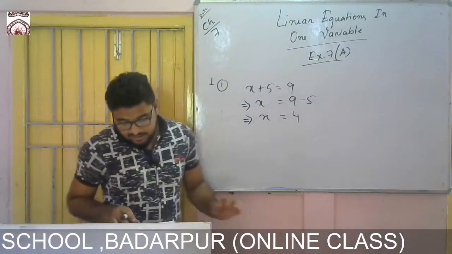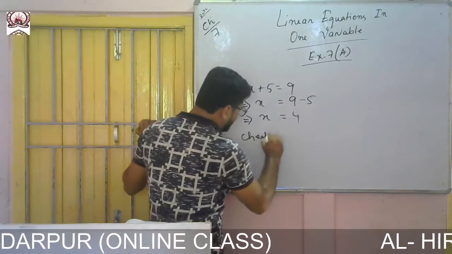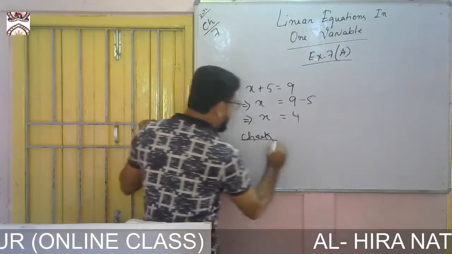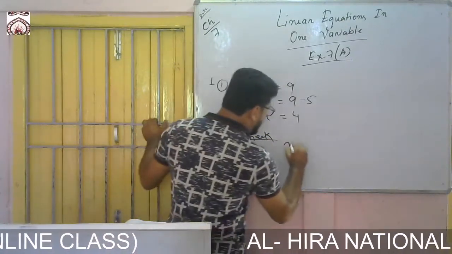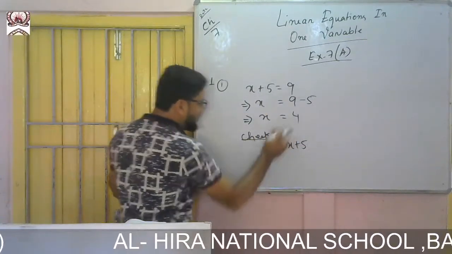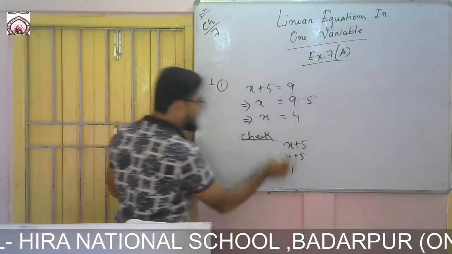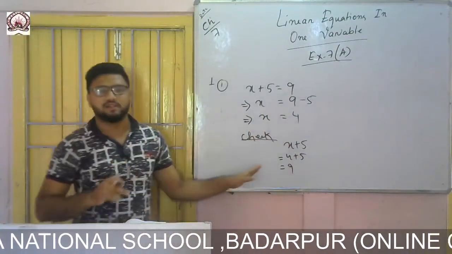Now check your answer. You write x + 5. In place of x you write 4. So 4 + 5 is 9. So here 9, here also 9. So the answer is correct.